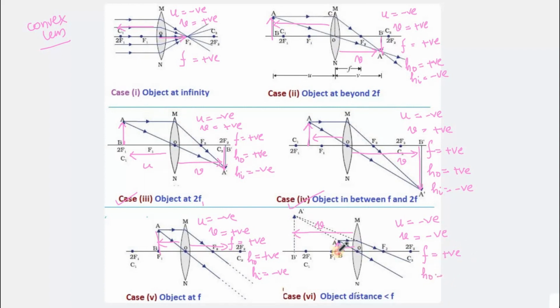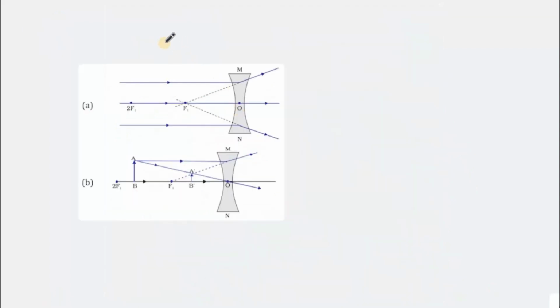Now height of the object, it's lying above the principal axis, so it's positive, and height of the image which is lying above the principal axis again is positive. So these are the cases for the image formation using a convex lens. Next we'll understand the image formation using a concave lens.